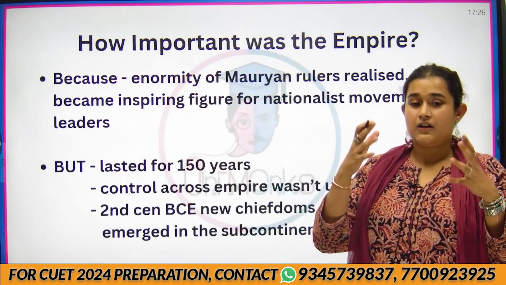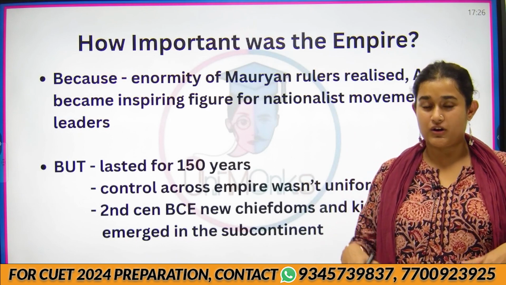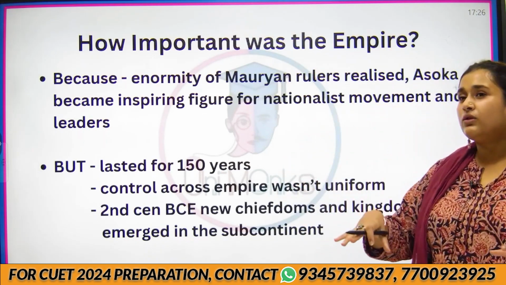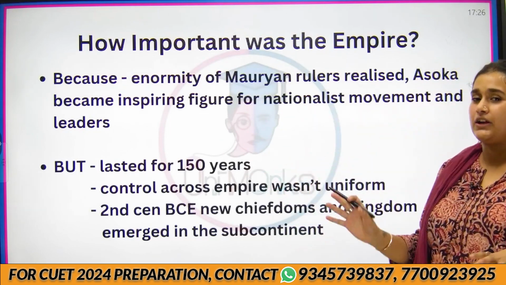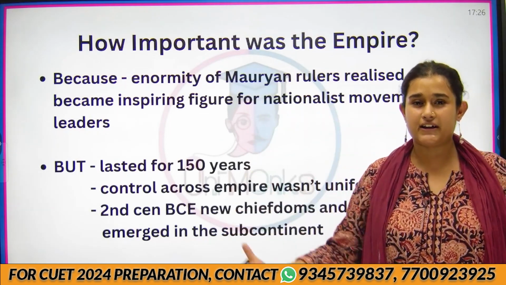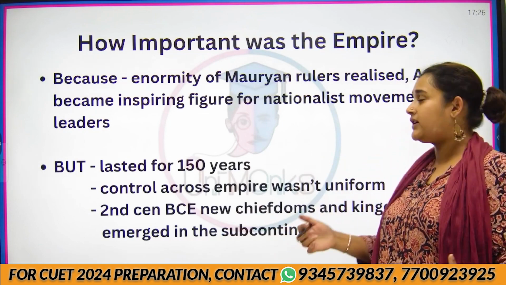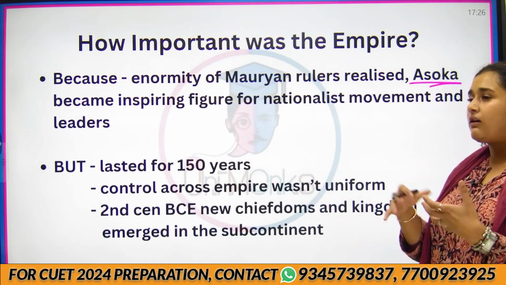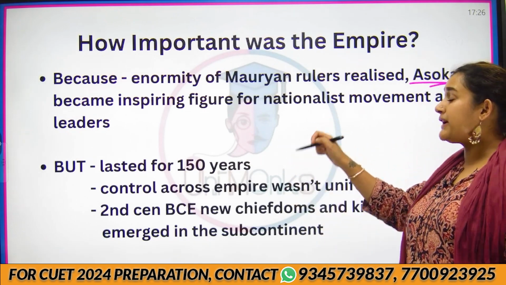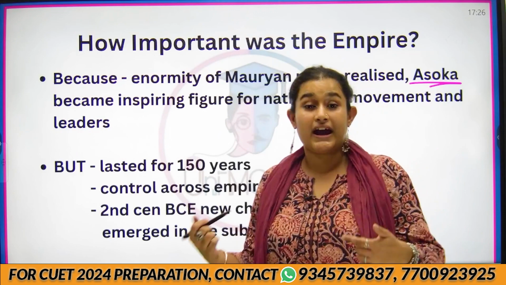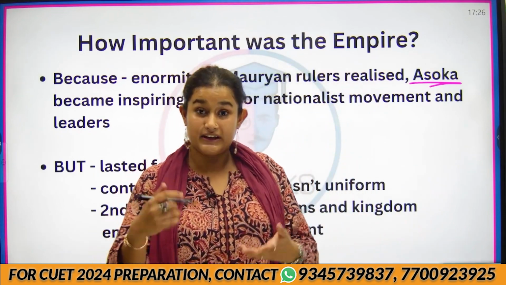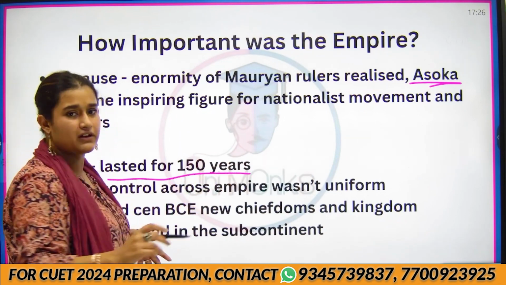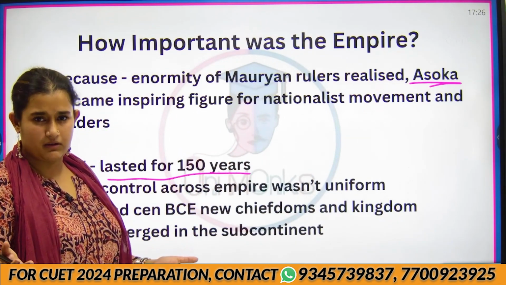Now, I've talked about how important the empire was, but how important was it really? Right? We know that it was important because of the enormity of the Mauryan rulers, right? Their ideas, how powerful they were, all of that. And also because Ashoka became a symbol of peace, right? Because he was a symbol of peace, he became an inspiring figure for our nationalist movement and our nationalist leaders, right? But the empire only lasted for 150 years. That, if you look at it, is not a very long time, okay?